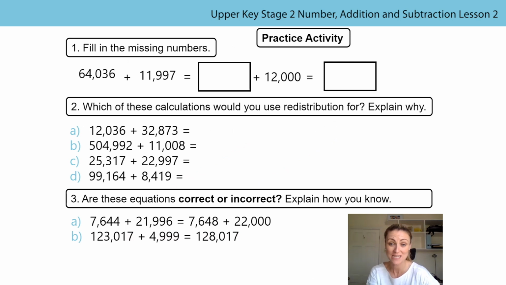Okay, so this is the practice activity that I would like you to complete before the next lesson. It's got 3 parts to it. The first one is about filling in the missing numbers, which I think you'll find quite easy. The second part encourages much deeper thinking. So which of these calculations would you use redistribution for? But explain why. Some of them might be better solved with a written method. Some of them redistribution. The important thing is that you explain your reasoning. And the third part, are these equations correct or incorrect? And again, explain how you know. If you think one or both of them are incorrect, could you make them correct? Take that to another level. See if you can really engage in some deep thinking there.